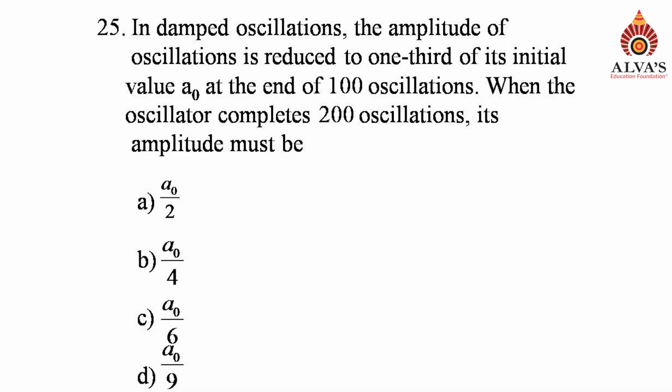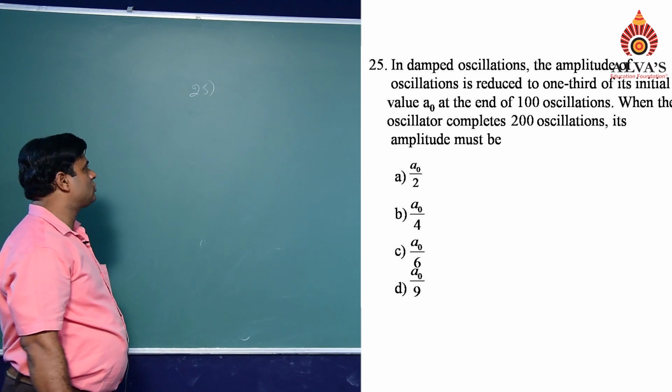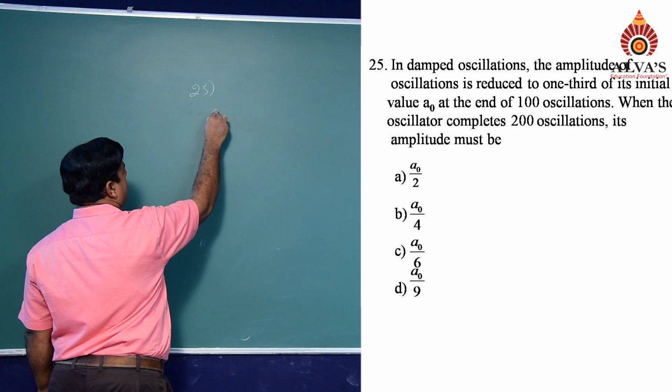In damped oscillations, amplitude of oscillation is reduced to 1/3 of its initial value A naught at the end of 100 oscillations. When the oscillator completes 200 oscillations, its amplitude must be. From 100 and 200 oscillations, you can find out 2 time intervals. So, find the amplitude whenever it completes 200 oscillations.